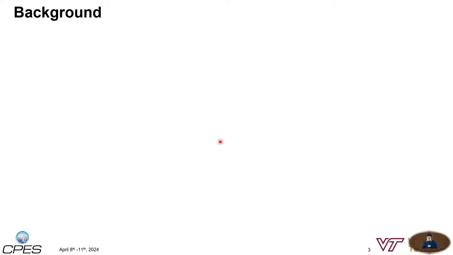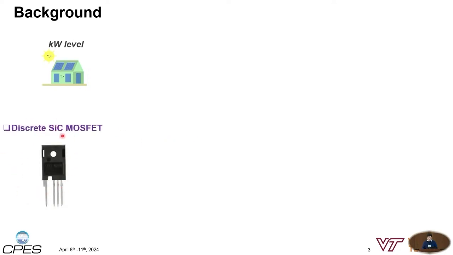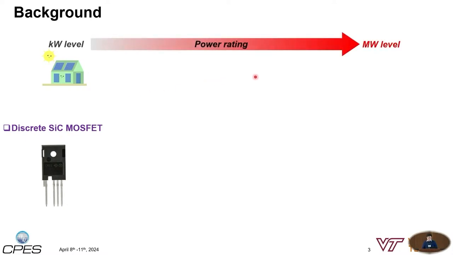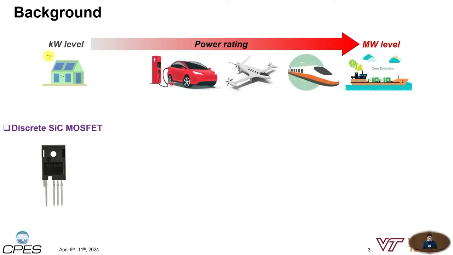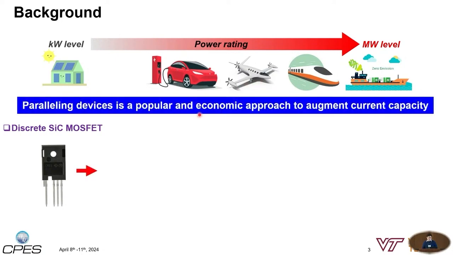So for the background, typically, for power levels around several kilowatts or even lower, using discrete devices shown in the left figure may be enough for the current capacity. However, when moving toward higher power levels, with high current demand in applications such as electric vehicles, more electric aircraft, trains, or ships, paralleling the devices is a popular and economic approach to augment the current capacity.